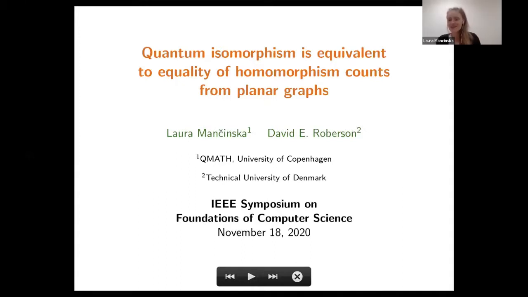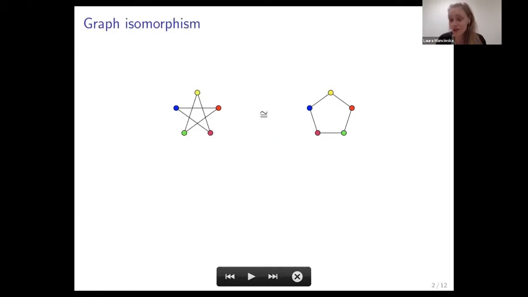I want to tell you about this connection between three different areas, namely quantum information, counting complexity, and this abstract area of mathematics called quantum groups. And this connection is supplied by this notion of quantum isomorphism. Let's see what it is. First, the usual notion of graph isomorphism. It captures the notion that two graphs are the same, but perhaps we've labeled the vertices differently, so it might not be obvious from the start that it's the case.